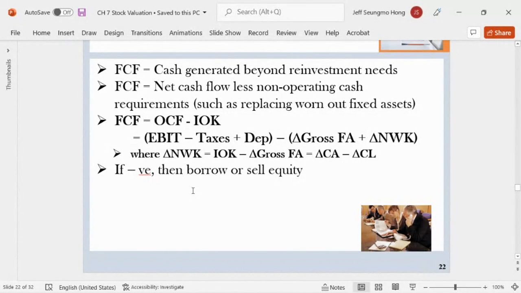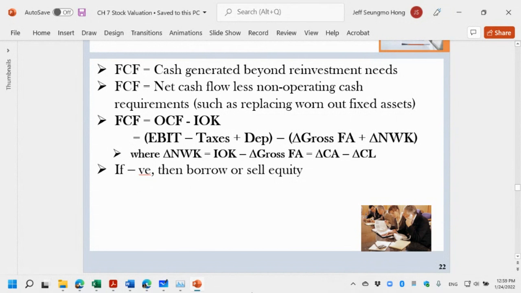Of course, any viable business, their free cash flow must be positive. Otherwise, it's not a viable business. If it is negative, then you have to borrow or sell new equity, right? In other words, borrow through bonds, sell bonds, or sell stocks, right? Okay, so that's free cash flow.